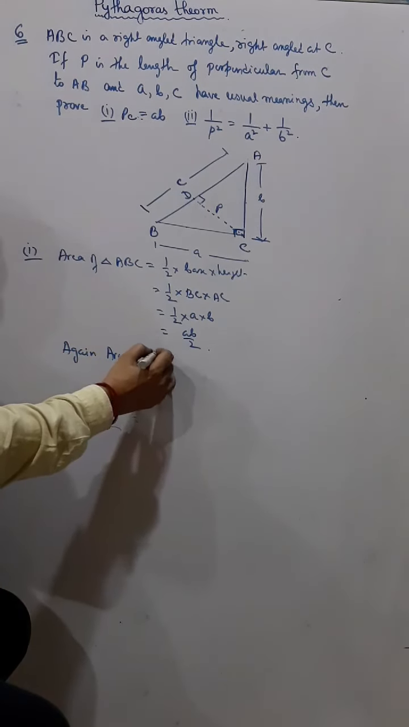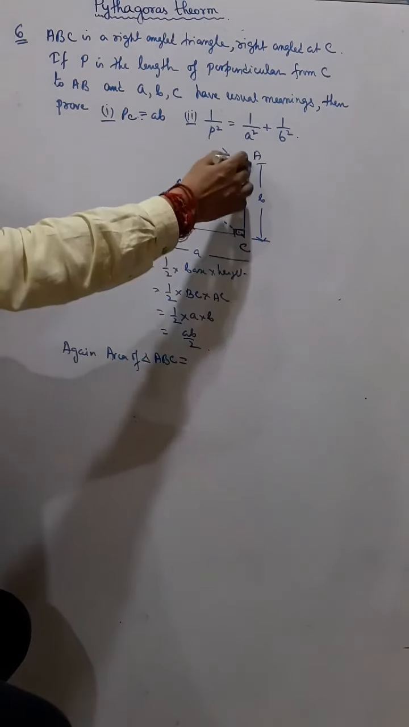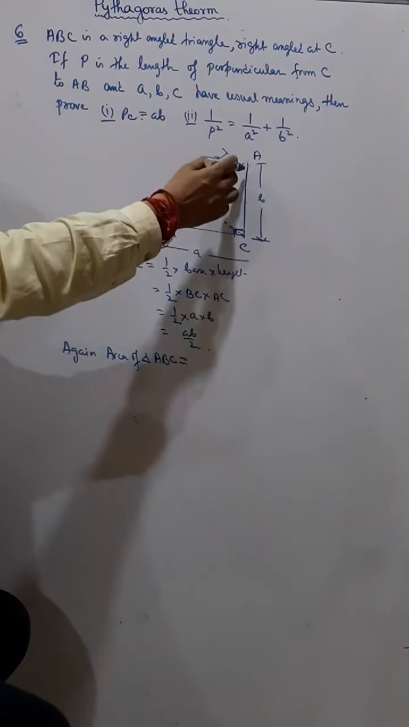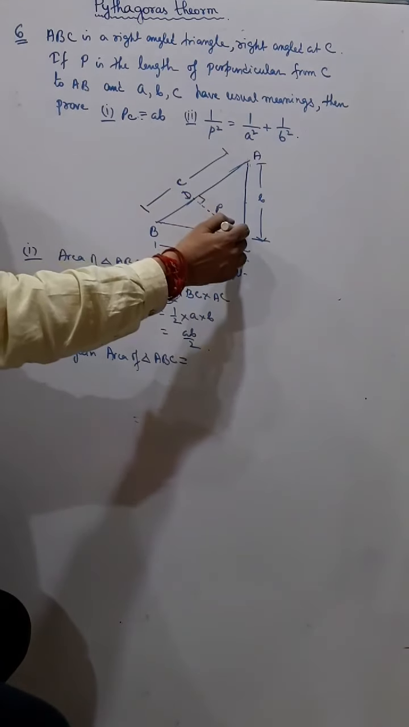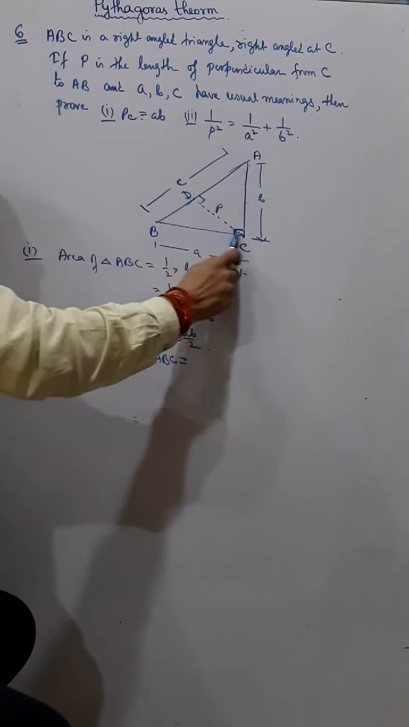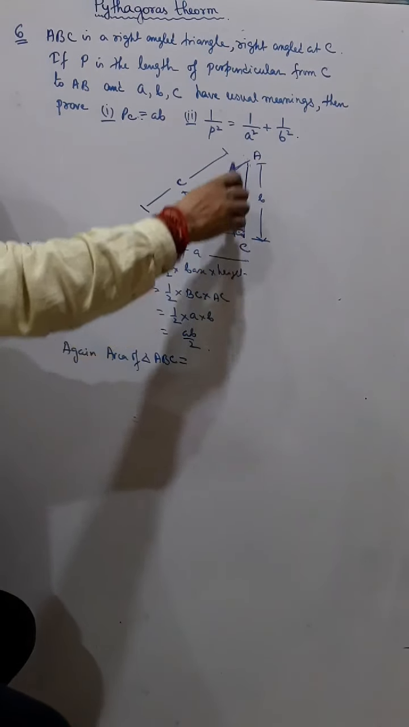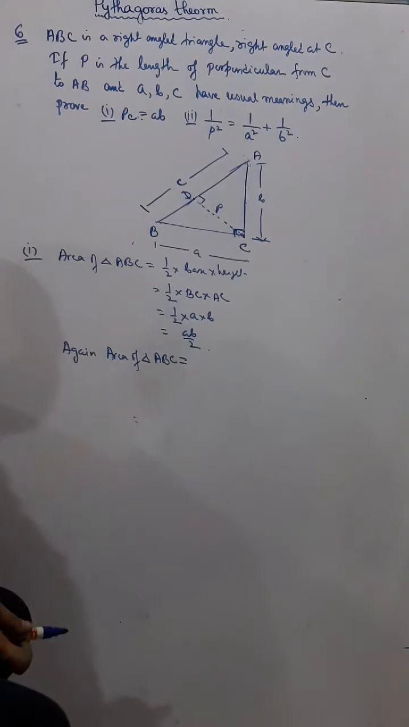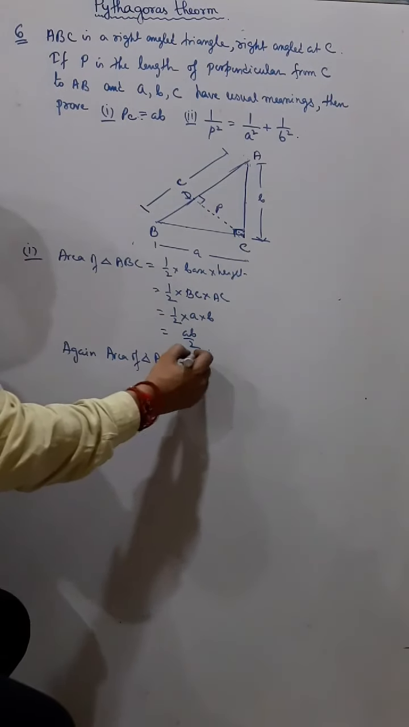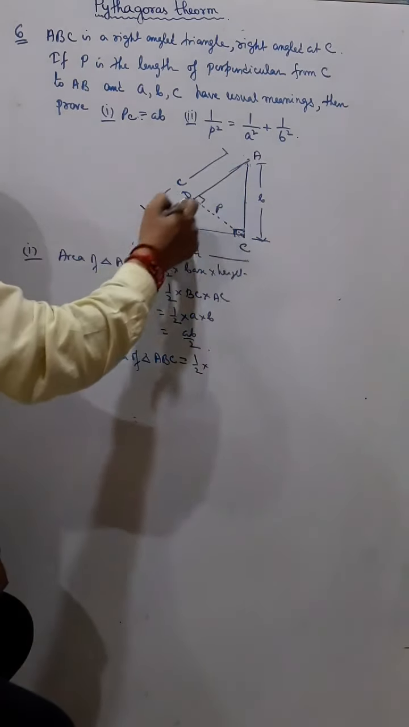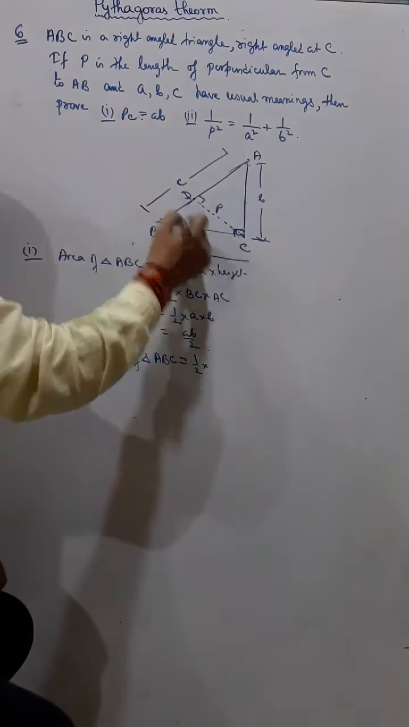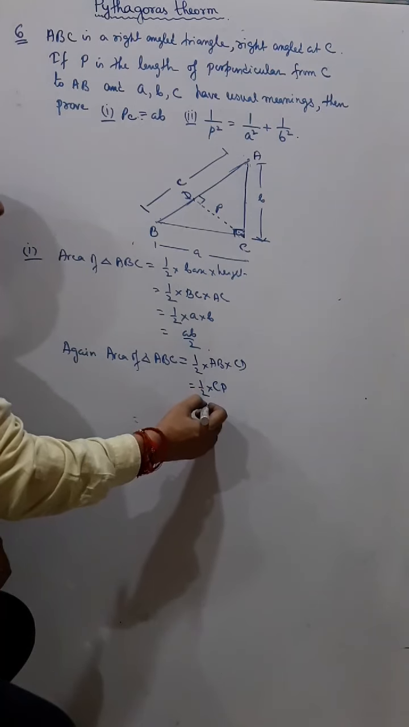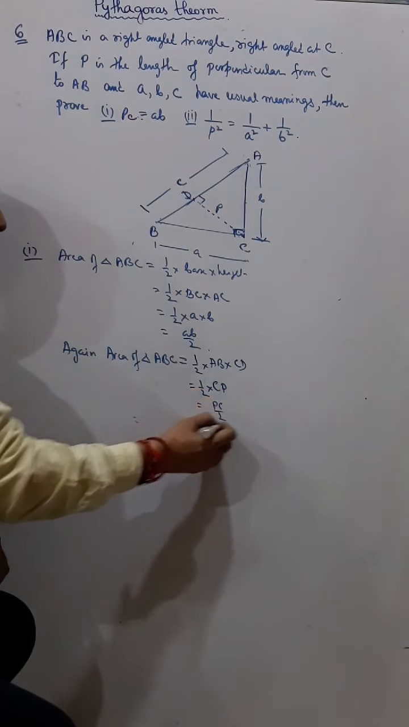Now see, again, the area of triangle ABC is also equal to half into base into height. If you take this as a base, we will take this as a height. But if I take this as a base, then I will take this as a height. In either case, the area will be the same. So I can also say the area of triangle ABC is equal to half into this AB and into CD. So that means half, AB means c and CD means p. So finally we got pc by 2.